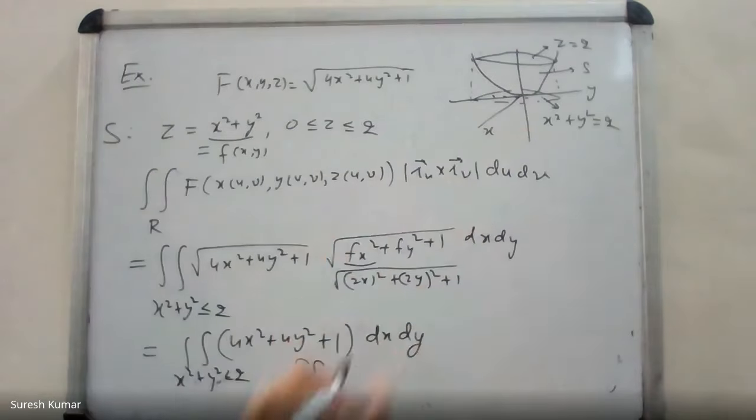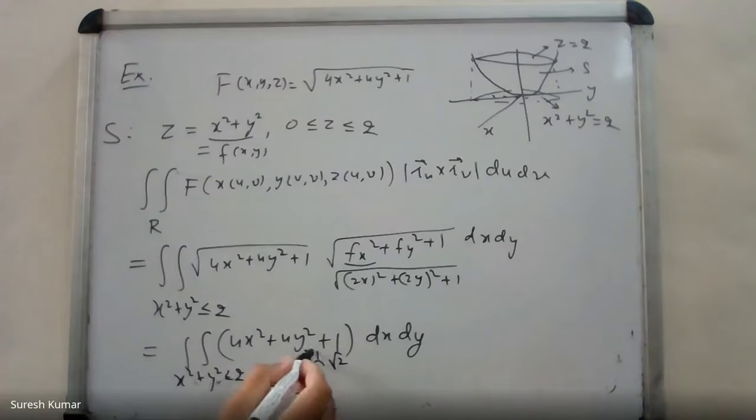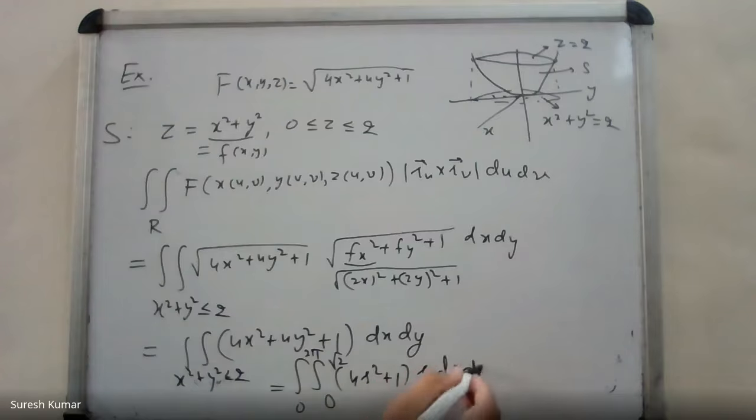So for this circle, r varies from 0 to root 2, theta from 0 to 2 pi, and this becomes 4r square plus 1. dx dy changes to the Jacobian, that is r dr d theta. Now you can see it's a simple double integral. You can simplify it and reach the answer.